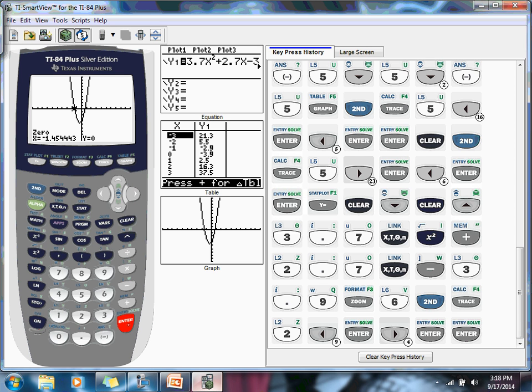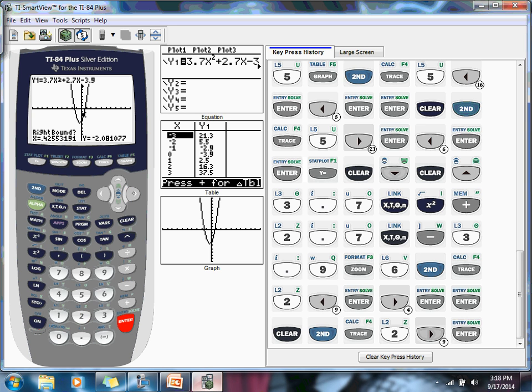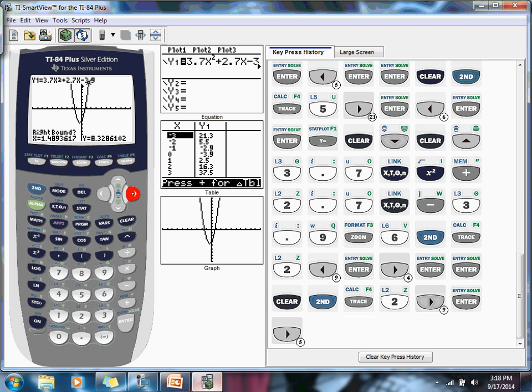Look at that, negative 1.45. That's the same value that we got using the other method. And then I can find the other 0 on the right side, option 2. So I'm going to arrow over so that I'm on the left side of that right-sided 0. Hit enter. I'm going to arrow so that I'm on the right side of it.